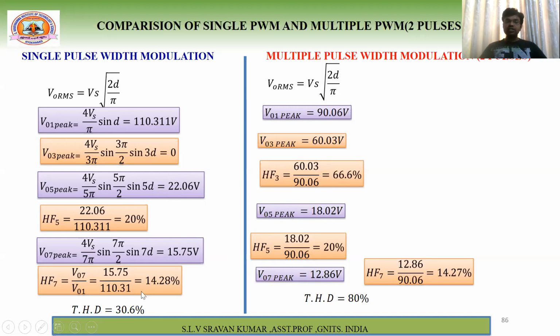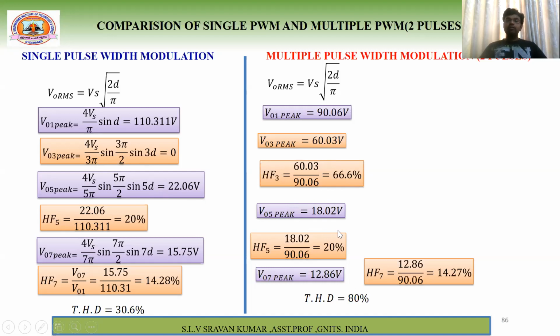But what is the THD? 30.06. Here 80.6. Why is this 80? Here the third harmonic is 0, but here the third harmonic factor is 66.66. That is the reason the THD increases. So one advantage is that the lower order harmonic voltage magnitudes are less compared to single pulse width modulation, right? But the THD increases.